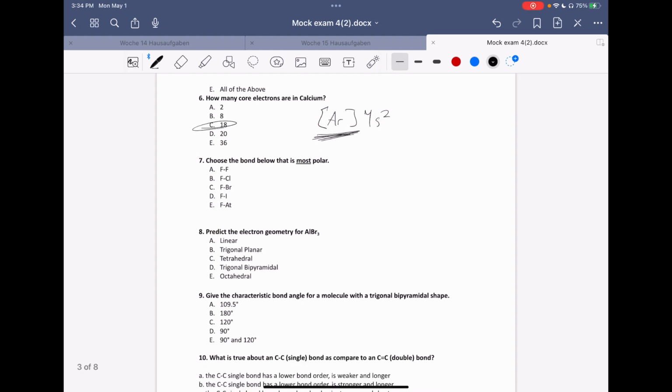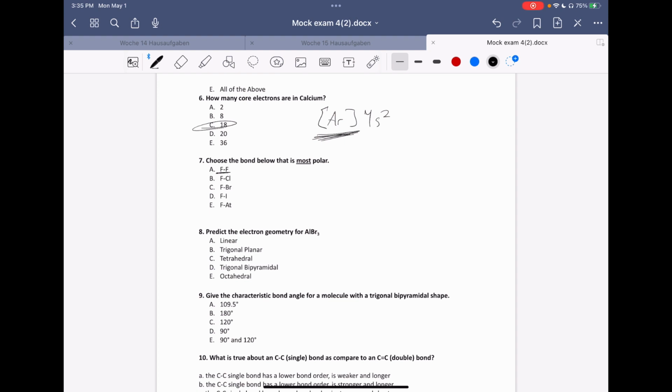Choose the bond below that is most polar. You can draw these out. I guess it doesn't really help you, but you just need to be aware of the trends for electronegativity, and that dictates how polar a bond is. So the larger the electronegativity difference, the more polar. So we see that F-F is going to be a perfectly covalent bond. There's no polarity, perfectly nonpolar. And then we're comparing the noble gases and everything in that seventh row.